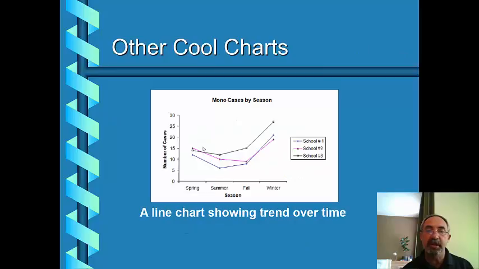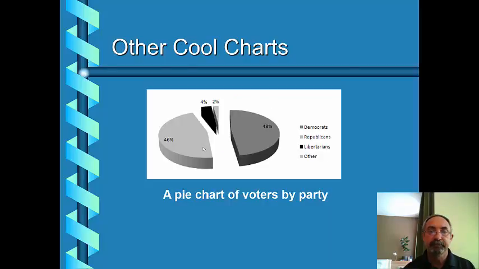Here's some additional charts that you can take a look at. Mono cases by season. You can notice that in the wintertime, mono cases go up significantly. And again, we can compare 3 different data points here, School 1, School 2, and School 3. Notice that they also all have different shapes identified for those particular data points and different colors as well. And those are some of the options that you can use when you start setting up your charts. Here's a pie chart of voters by party. And again, you can use these various types of charts to illustrate your data so that you can get a better idea of what the actual data looks like.